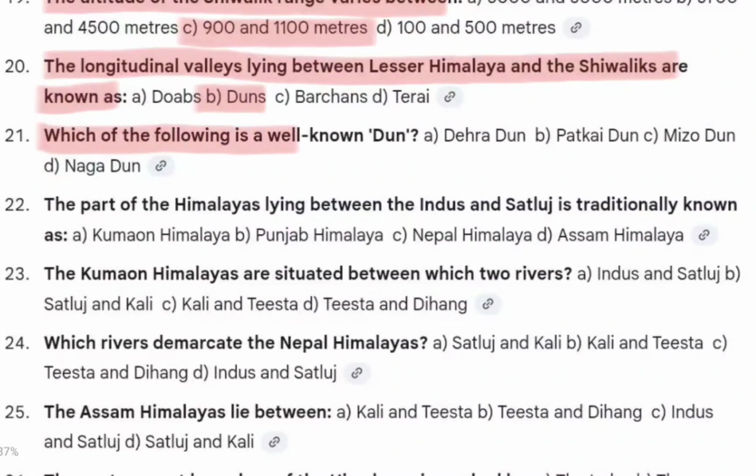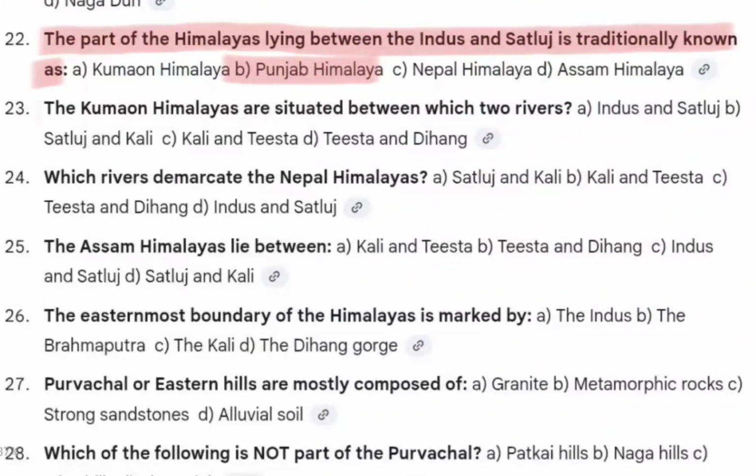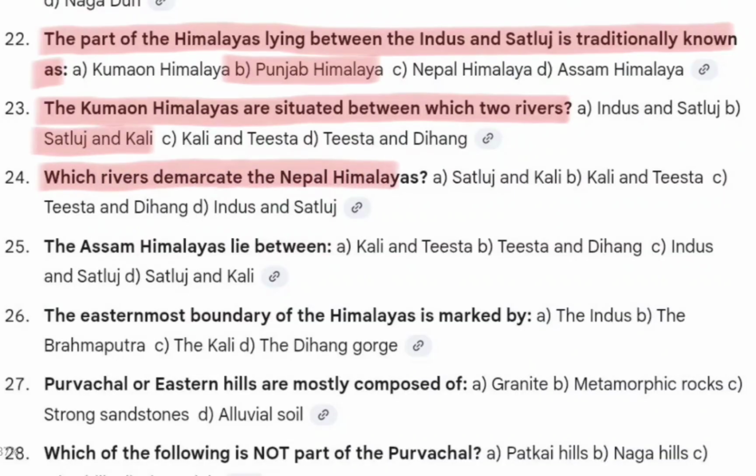Which of the following is a well-known dune? So well-known dune will be Dehradun. The part of the Himalayas lying between the Indus and Satluj is traditionally known as Punjab Himalaya. The Kumaon Himalayas are situated between which two rivers? So it will be Satluj and Kali. Which rivers demarcate the Nepal Himalayas? So this will be Kali and Tista.